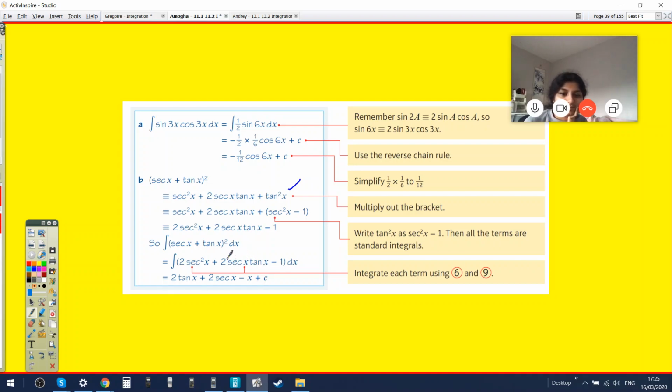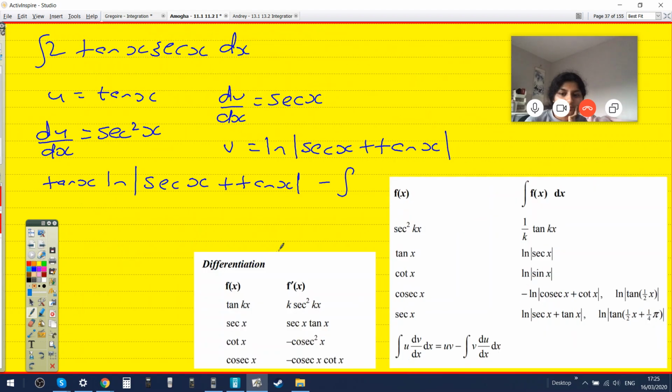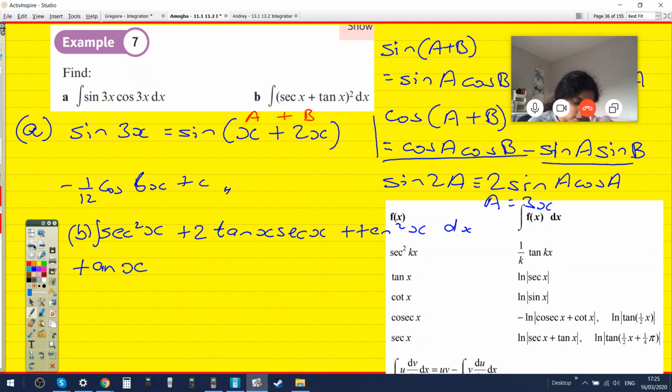Whoa, hold on. But how did they integrate to sec x tan x? Oh, hang on. They used some magic again. They noticed that in the differentiation one. Oh, sec x tan x and sec x. Okay. Yeah, that makes sense. I thought I'd seen it before, but I didn't know where. There you go.